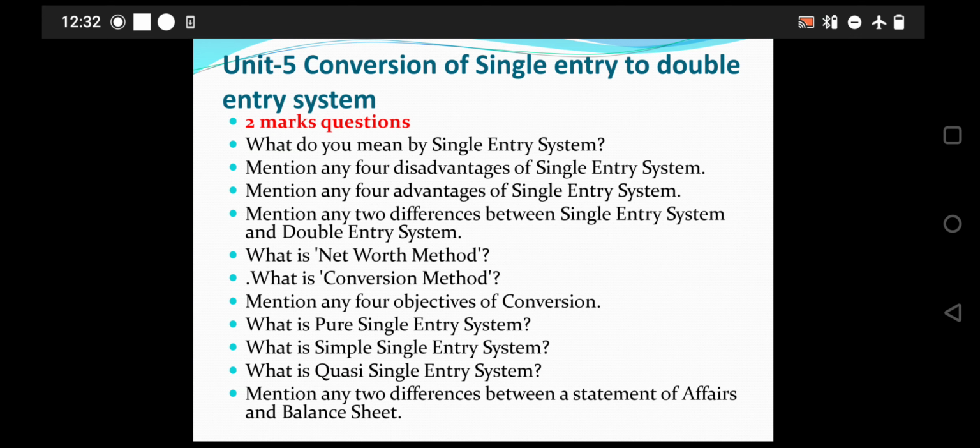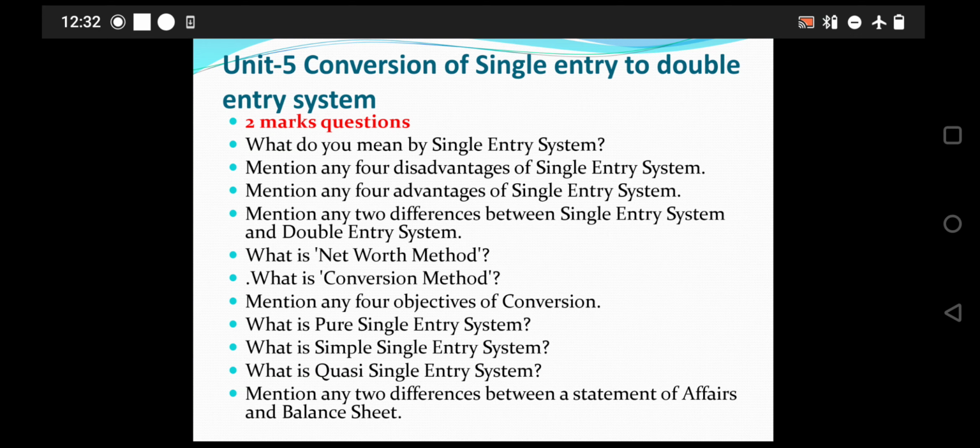Then there is another thing, where there are 3 types of single entry system: pure single entry system, simple single entry system, and quasi single entry system. Pure single entry system is one under which we will maintain only personal accounts, for example, debtors account and creditors account. We will not maintain any subsidiary books. Simple single entry system is a system under which we will prepare personal accounts and the cash book. We won't prepare any subsidiary books.